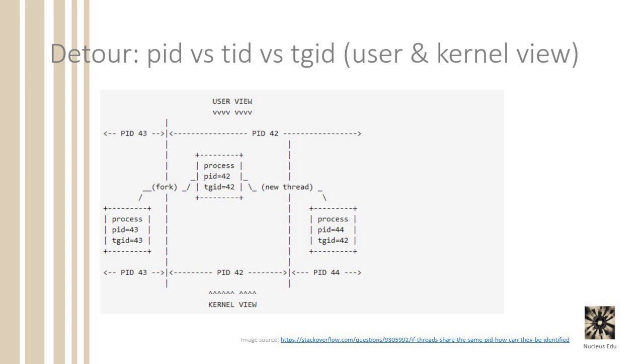Right, so for this one, if you see the user view, the user would basically see the process in the middle and on the right having both PID 42, because these are basically threads of the same process. But the kernel would look at it differently: the middle one, it would look at as PID 42, and the right one it will look at as PID 44, so they can be scheduled independently, right?